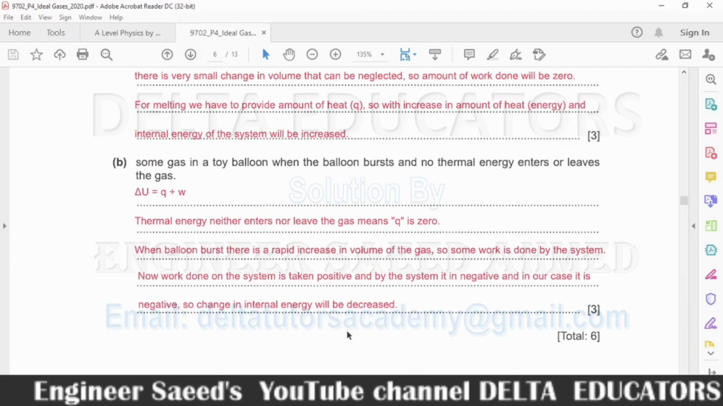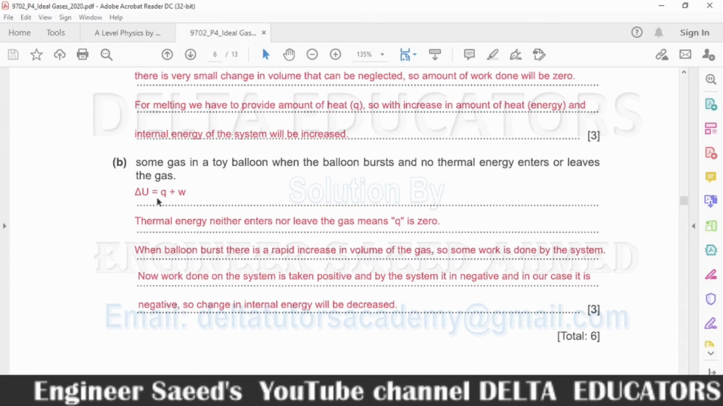Part B, some gas in a toy balloon. When the balloon bursts and no thermal energy enters or leaves the gas. Again, same formula we have to use, delta U is equal to Q plus W. Now here it is given, there is no thermal energy enters or leaves the gas, means this Q is 0.